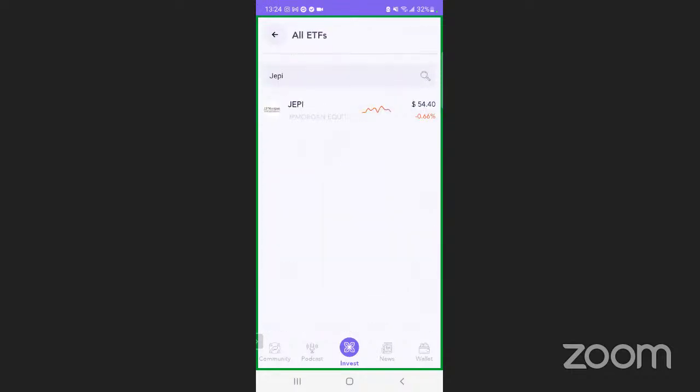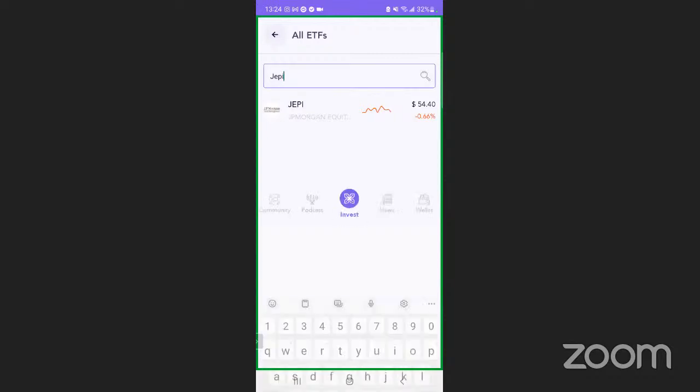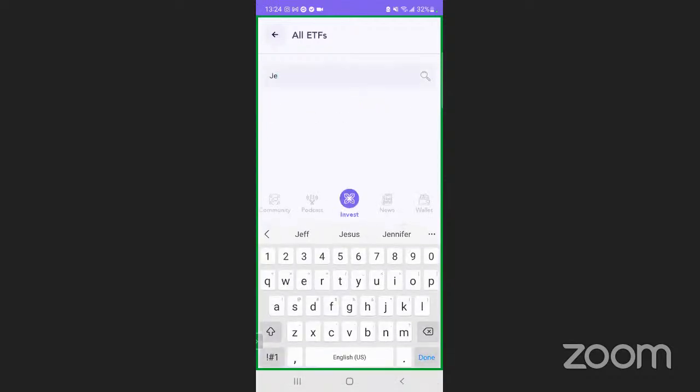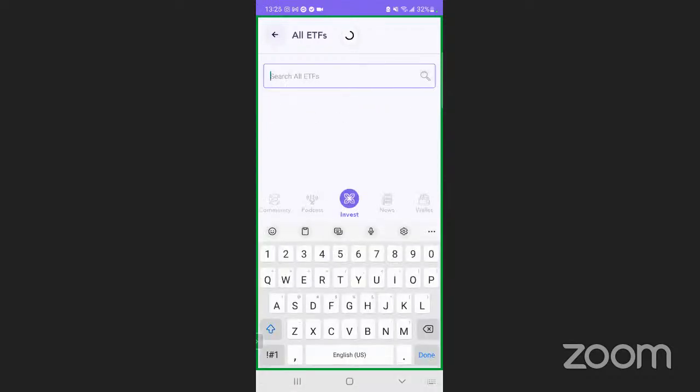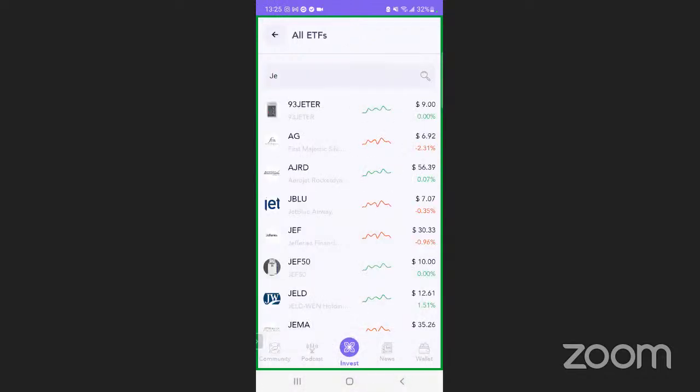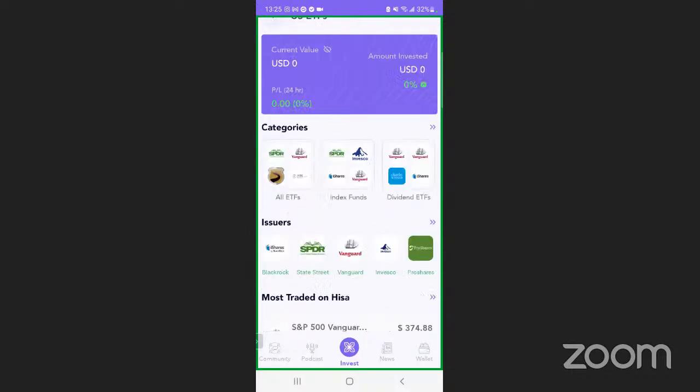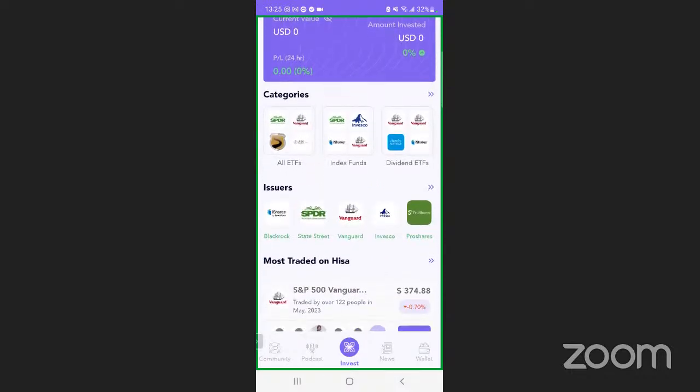So these are some of the things you can look at. Every time I send an ETF for you guys to look at on the group, just come search for the ETF and look for the ETFs under the all ETFs segment.